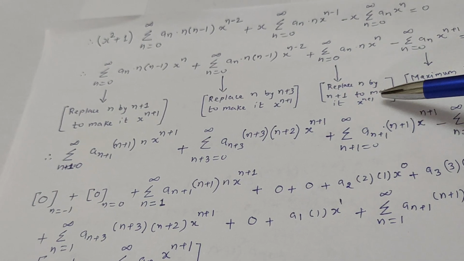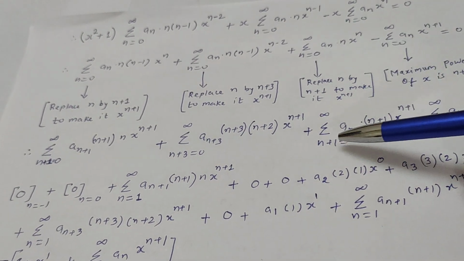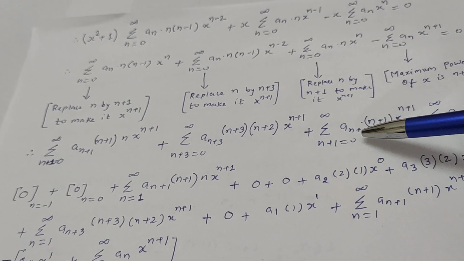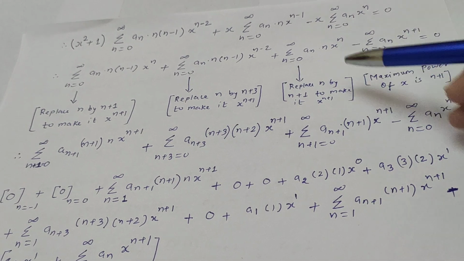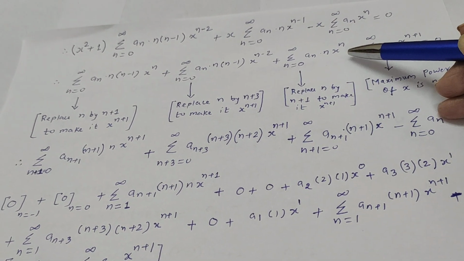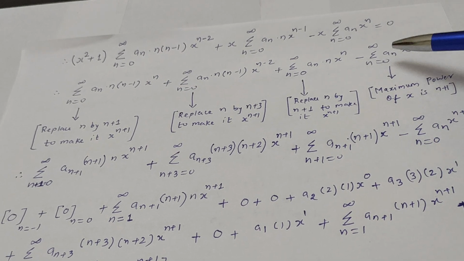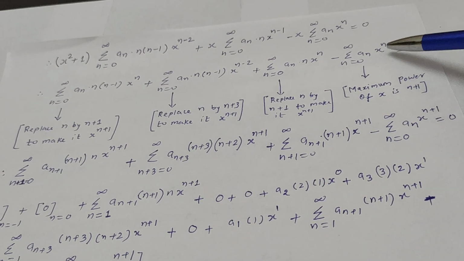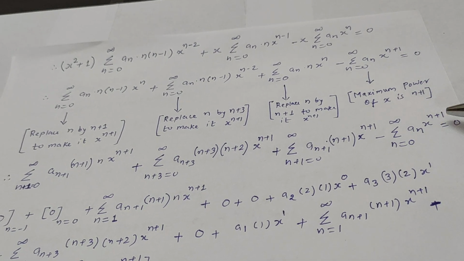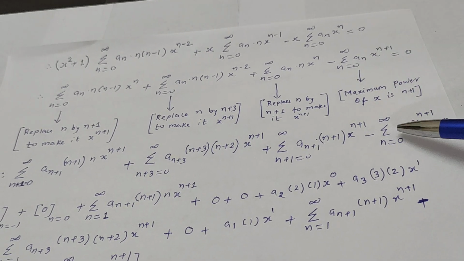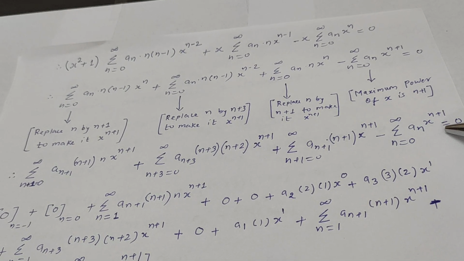Now in this sum we have to replace n by n plus 1, so summation n plus 1 to 0 to infinity, then after a_n will become a_{n+1}, n will become n plus 1, and x raised to n will become x raised to n plus 1. Now again over here, this term will be as it is, because it is already in x raised to n plus 1 form, so that is summation from n equals 0 to infinity a_n x raised to n plus 1.